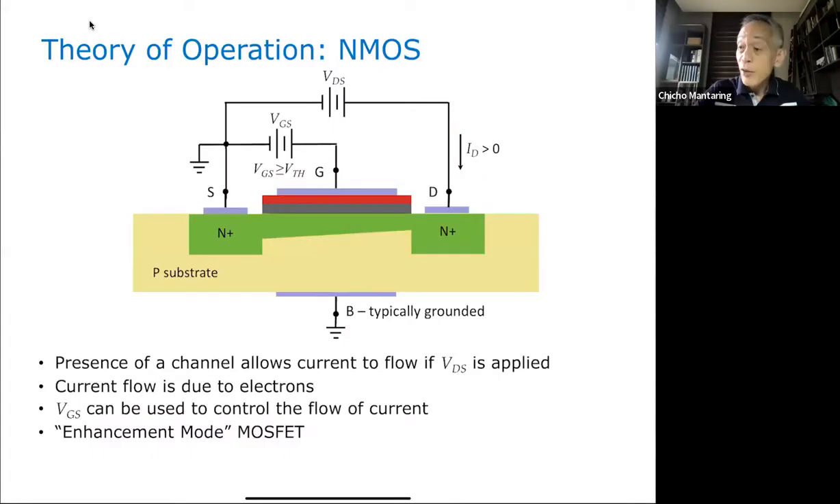So you notice now that we can use this voltage to actually control this current, because the larger this voltage, the more electrons attracted to this region, and the more charge carriers you have. So VGS can be used to control the flow of current.